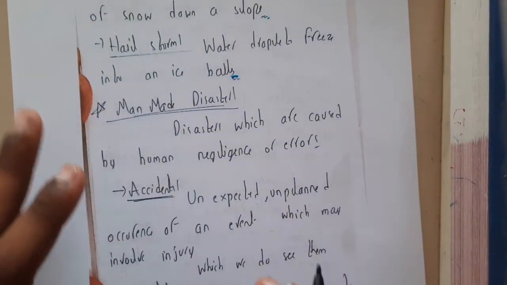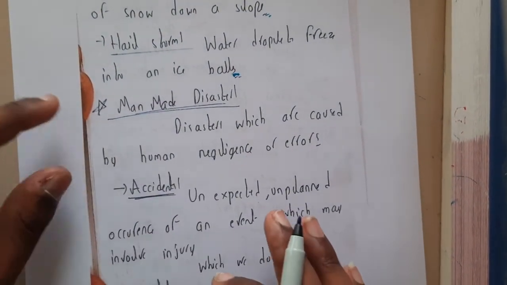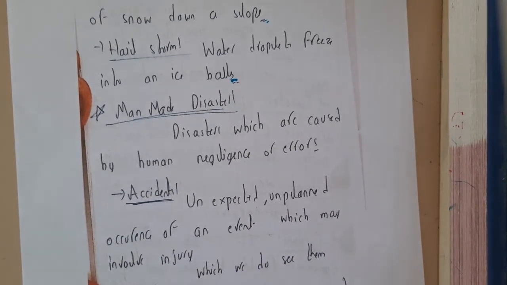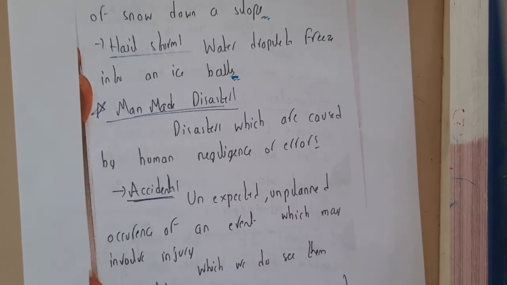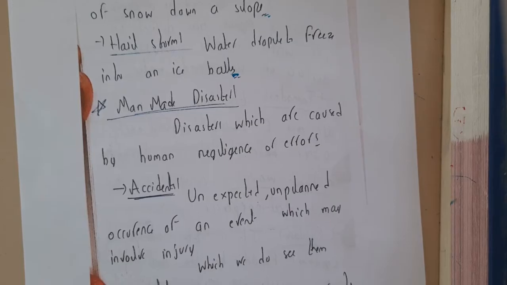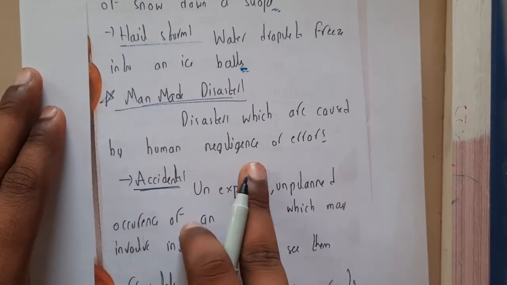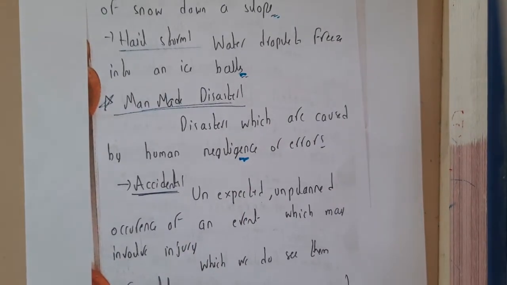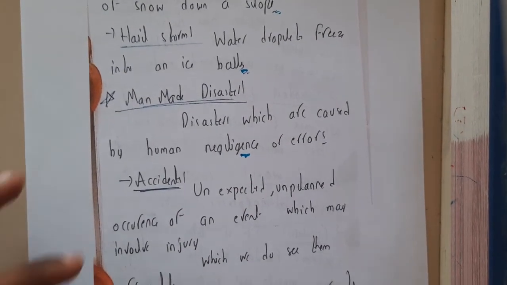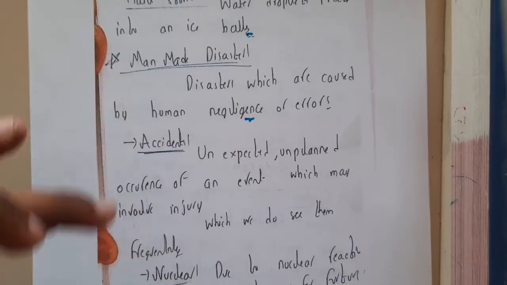So similarly, man-made disasters. Man-made disasters are nothing but disasters caused due to human activities. Disasters caused by human negligence or error or human activities are nothing but man-made disasters. Similarly, they have four categories, you can say.